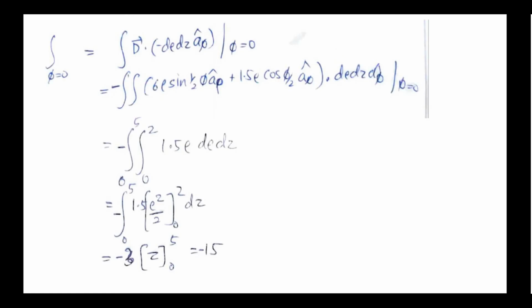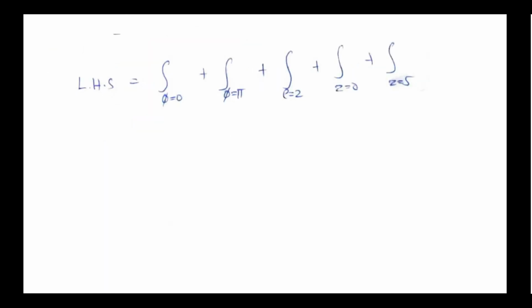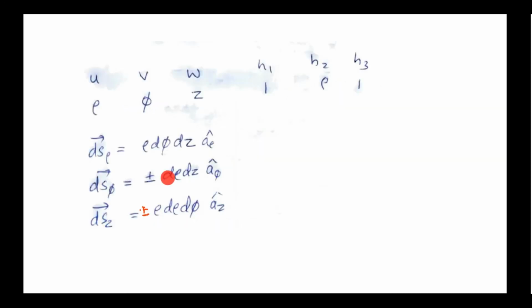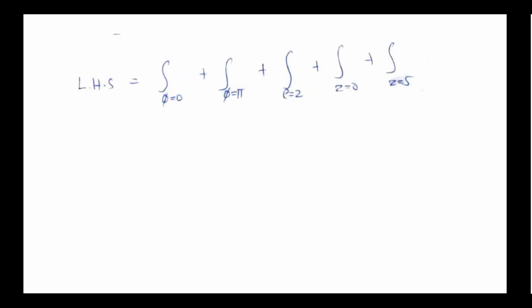So first we will evaluate the phi equal to 0 plane. At the phi equal to 0 plane, if you see the image here, phi equal to 0 has a phi component, but in the minus a phi direction. So when it is minus a phi, ds is d rho dz times minus a phi.